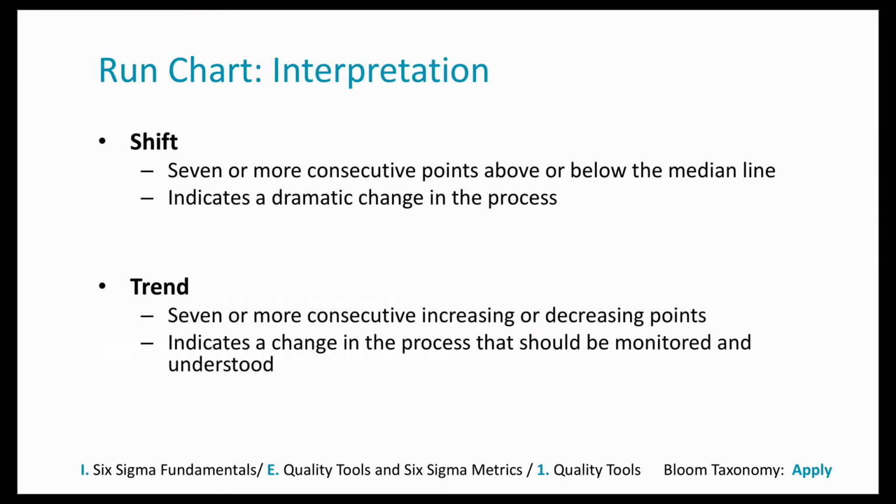The purpose of the run chart is to determine how your process is performing, and there are two things to consider. One, a shift, which is 7 or more consecutive points above or below the median line. When you see a shift, that indicates that there has been a dramatic change in your process. Second is a trend, which is 7 or more consecutive increasing or decreasing points. This says that your process is changing and you would want to understand why. Perhaps you implemented some process improvements and your process is trending in the right direction because of it.